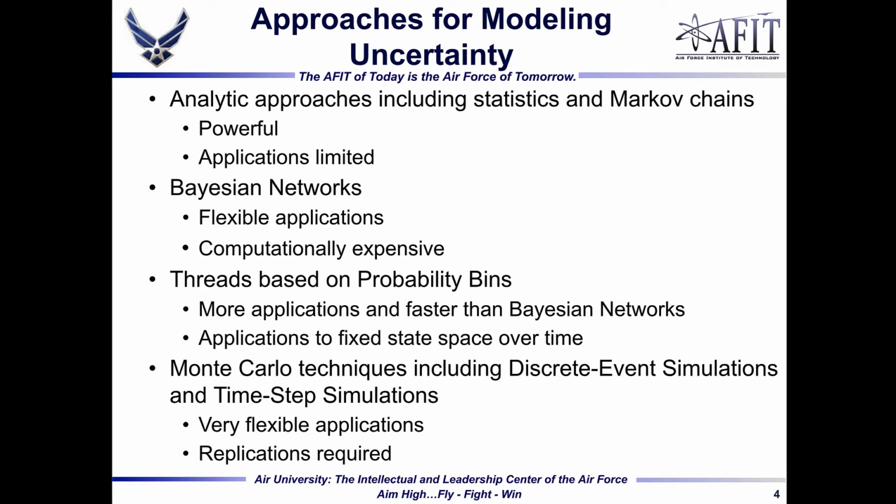The posterior distributions in a Bayesian network are a very expensive process to compute and usually involve some sort of approximate inferencing or MAP approximation. On the other hand, you can use some sort of discretized probability distribution approach. This is what we refer to as our thread-based approach, and I'll cover the process in detail in the next few slides. We note here that it is much faster than using a full Bayesian network, but you do lose some information by employing a discrete probability distribution. It has applications to a fixed state space over time.